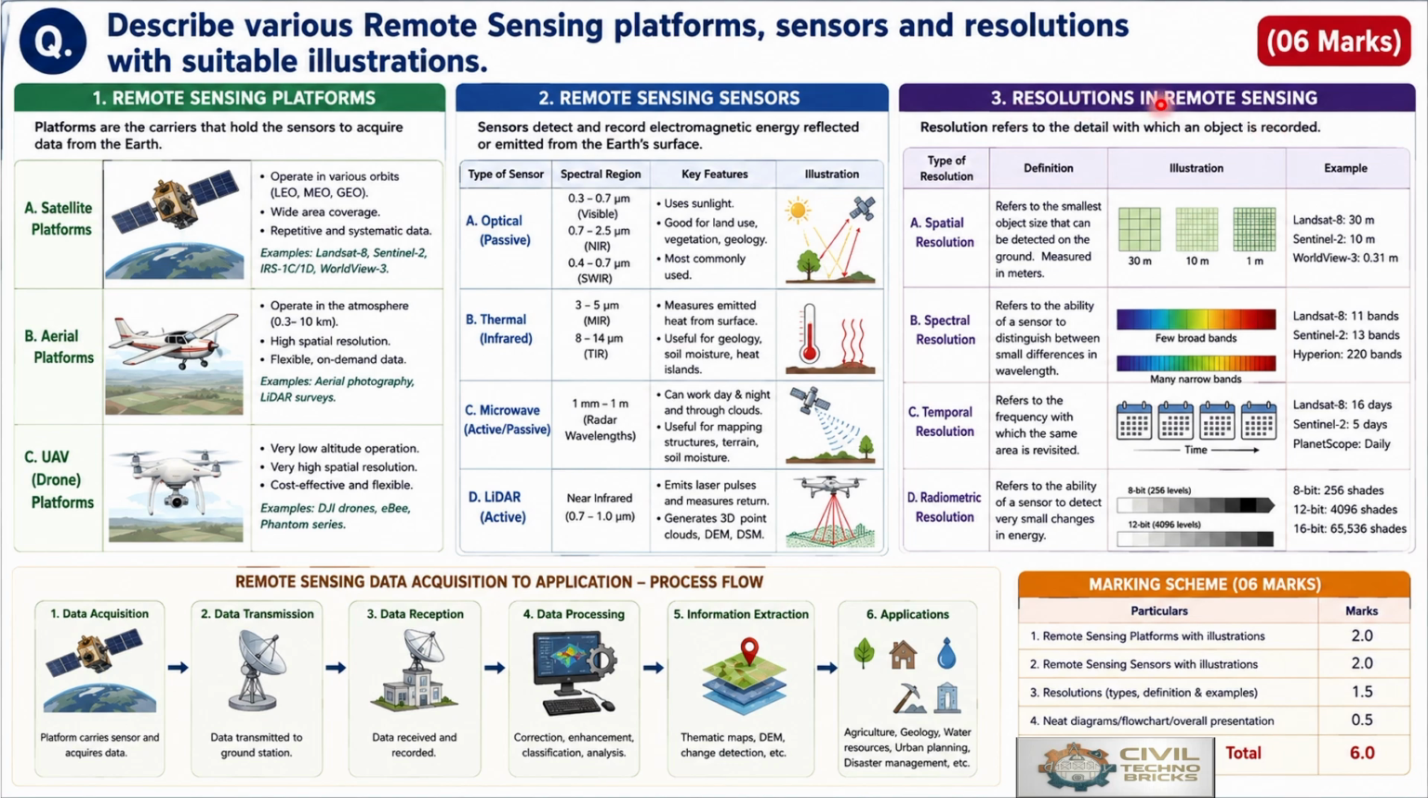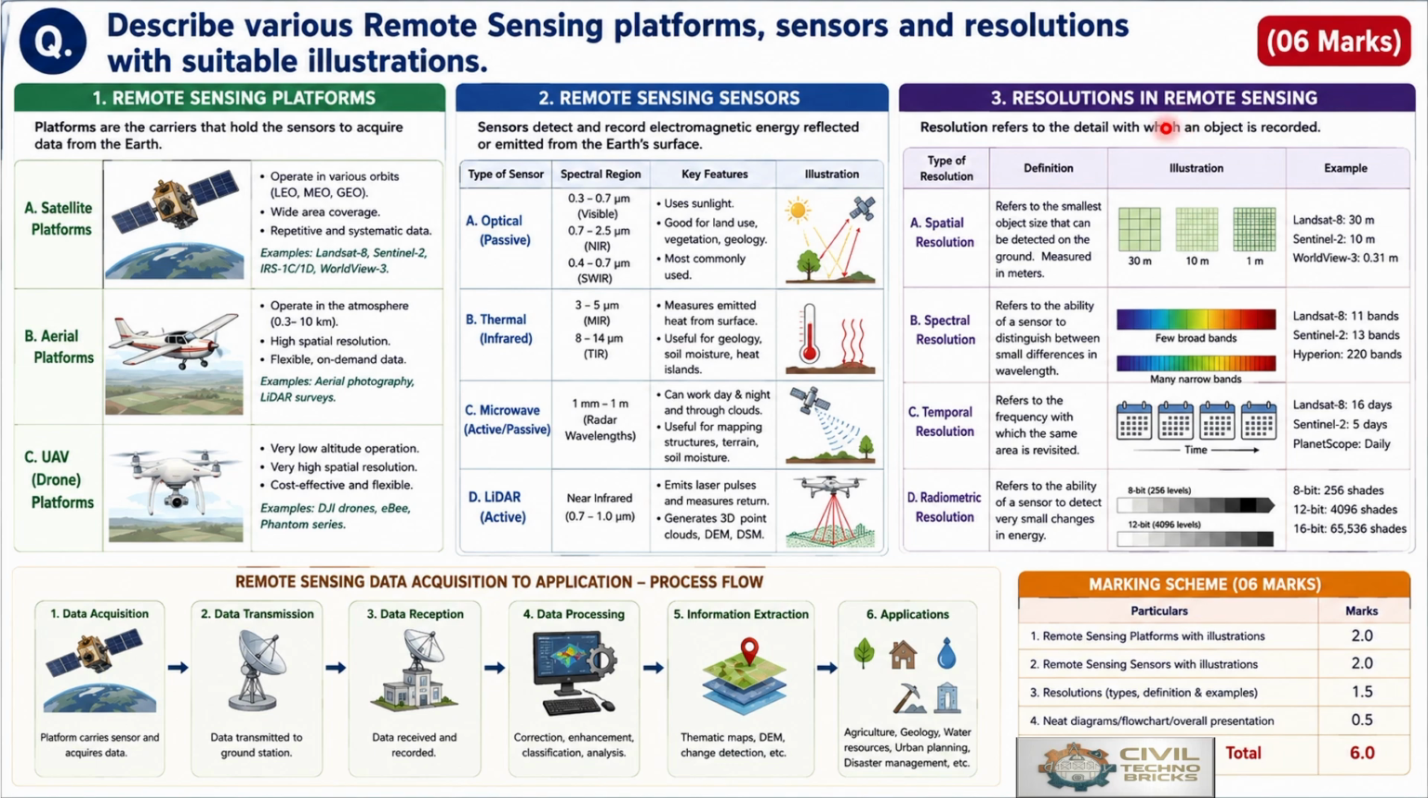Then the third point will be the resolution point of view with reference to remote sensing. The data which will be collected, with reference to the resolution, refers to the detail with which an object is recorded. The four types: spatial resolution, spectral resolution, temporal resolution and radiometric resolution. So basically the various remote sensing platforms, sensors and resolutions are most important with reference to region, features and examples, so that we can prefer the platform, we can take the sensor for that platform and we can use the resolution which is more feasible for that type of sensor and for that type of platform.